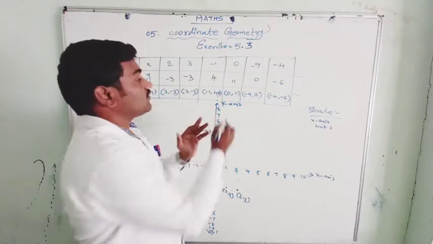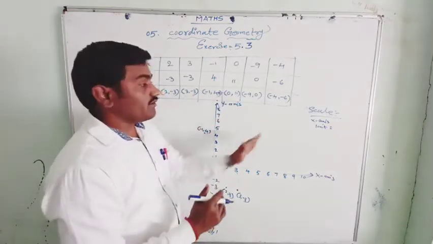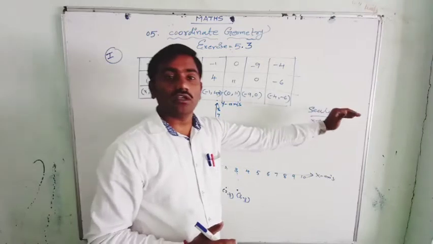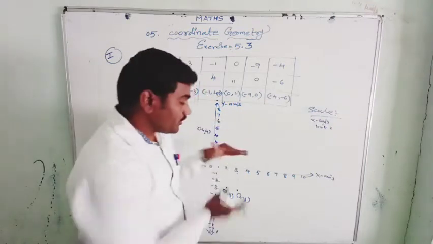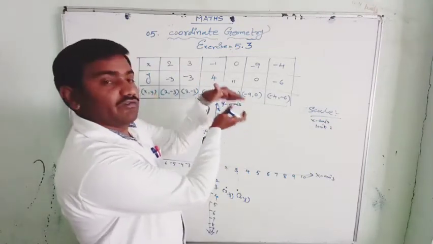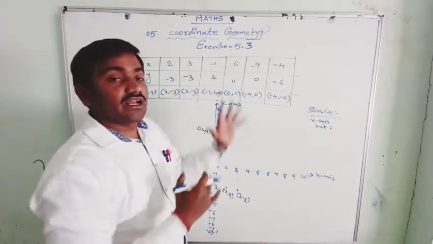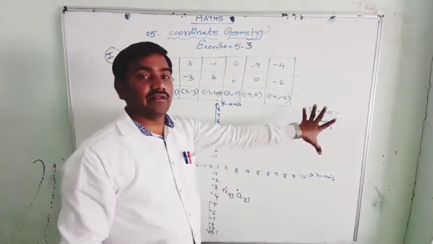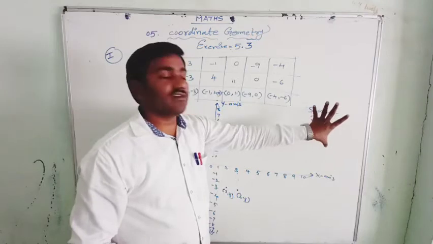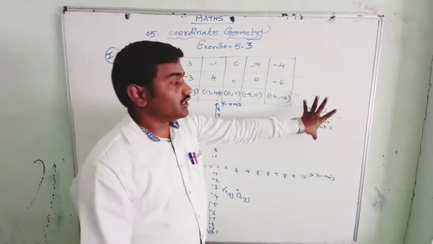Or if it is 400, then you go for 1 unit equal to, suppose, 50. 1 unit equal to 50, 100, 150, 200, 250, 300. In that way you have to extend the scale. It depends on the scale. The scale is our wish. Okay, that is your wish.